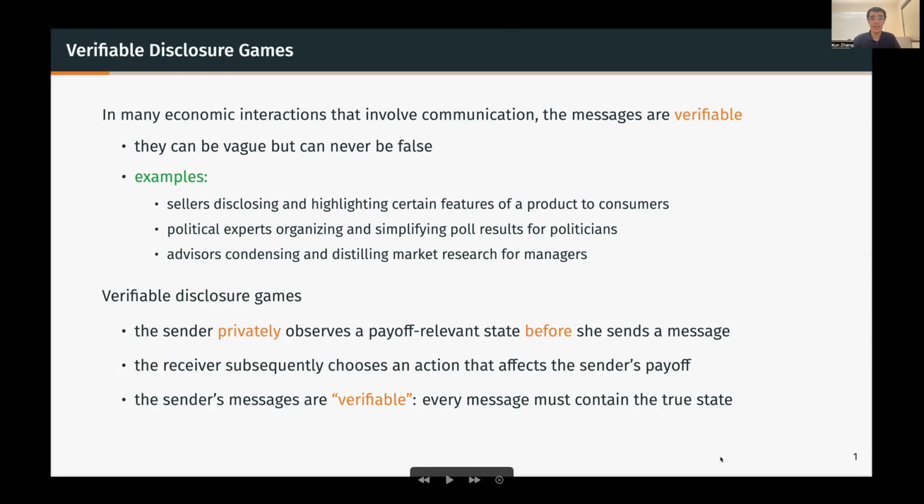Such communication settings are usually modeled as verifiable disclosure games in the literature. In these games, a sender who is the informed party privately observes a payoff-relevant state and then sends a message to the receiver, who is the uninformed party. Upon receiving this message, the receiver chooses an action that affects the sender's payoff. Verifiability is usually modeled as that the sender's messages must contain the true state.